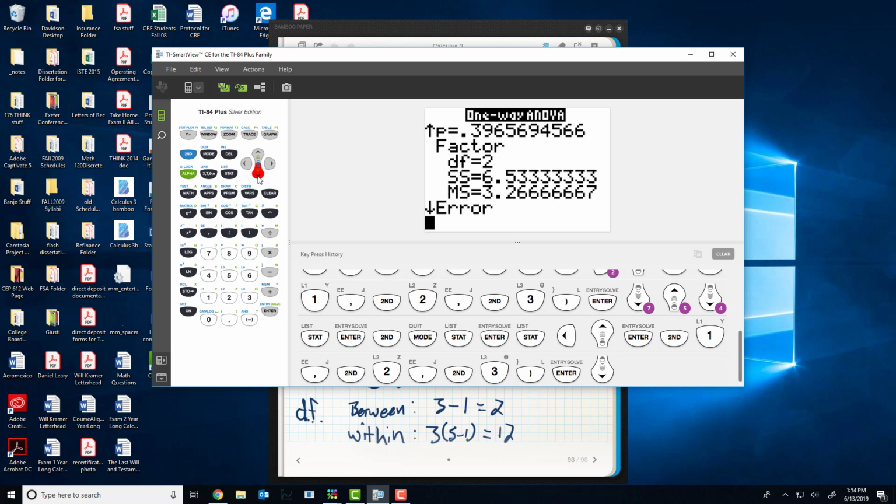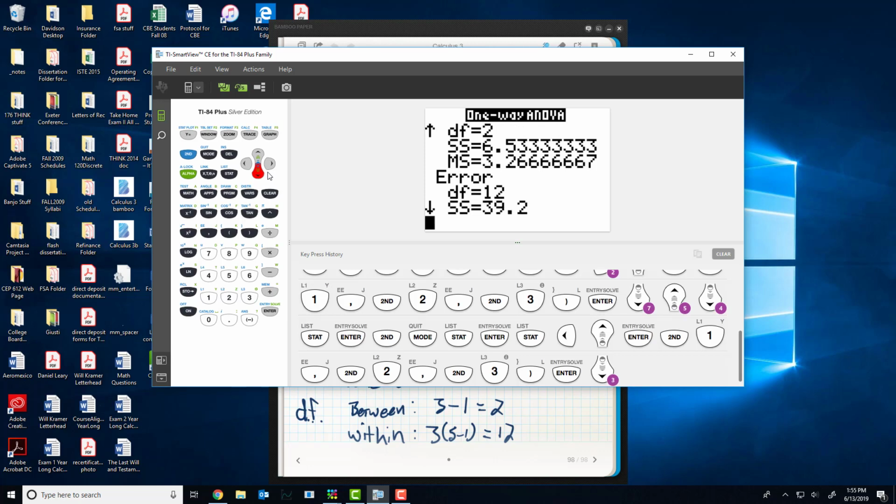It's very simple. Now then I see error, which is kind of frightening, isn't it? Because it's the same error message that I get when I actually make an error, but this is different. For whatever reason, the TI assumes that error means within group error. Notice that the degrees of freedom are 12, the sum of the squares is 39.2, and the mean square is 3.2667. By the way, I just pulled those numbers out of my ear.